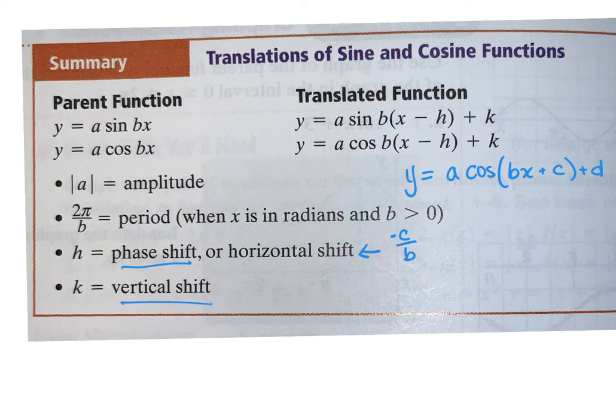For vertical shift, it's already on the outside. On your handout, it is listed as A, B, C, and D. Whatever it is, it is. A positive will move you up on the graph, a negative will move you down on the graph. And that's how it's going to be for the shifting. All right, so let's do some of these.